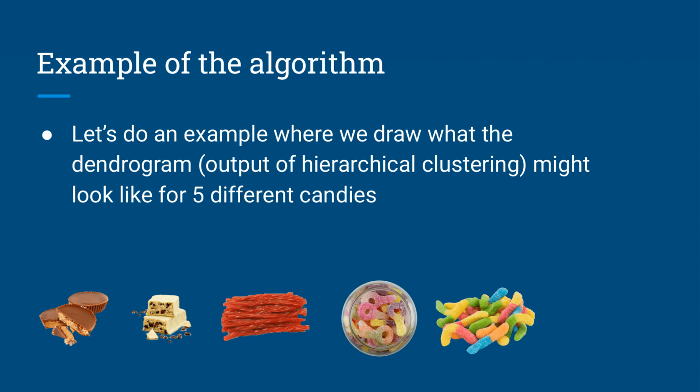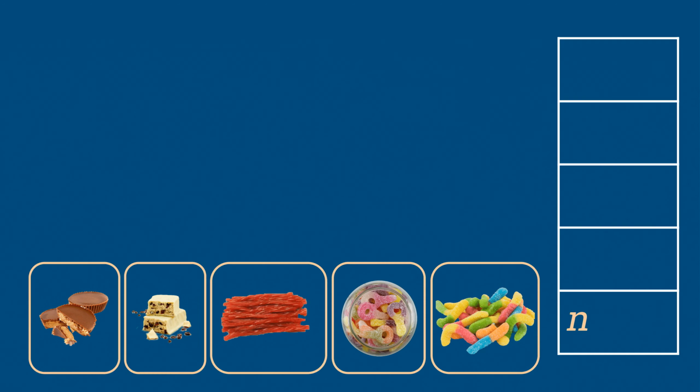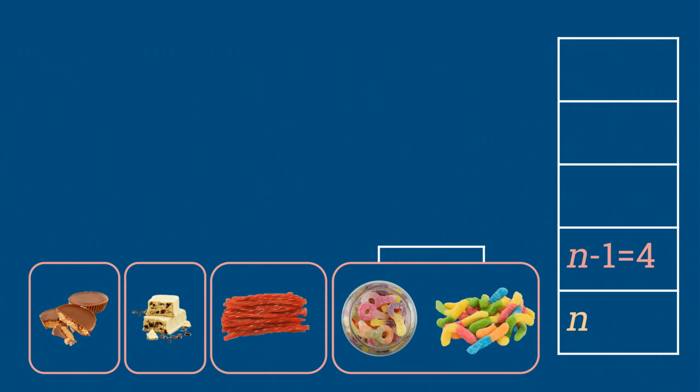Let's draw what the dendrogram might look like for this scenario, following the algorithm for agglomerative hierarchical clustering. First, each candy is its own cluster, so we have a total of n equals 5 clusters. Next, we combine the two most similar candies into one cluster, which are the sour keys and the sour gummy worms. Now, we've got n minus 1 equals 4 clusters.